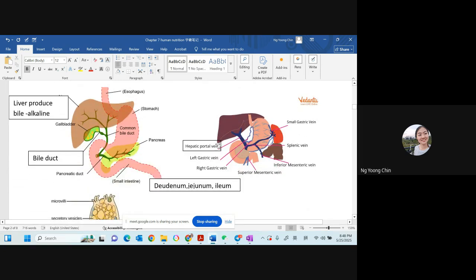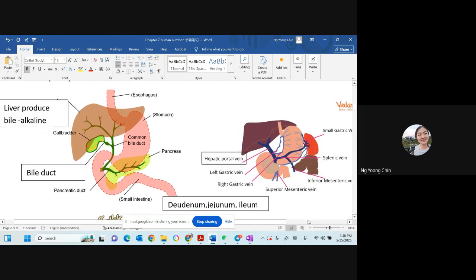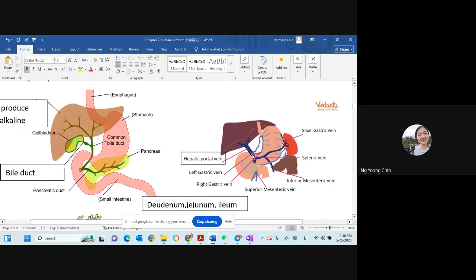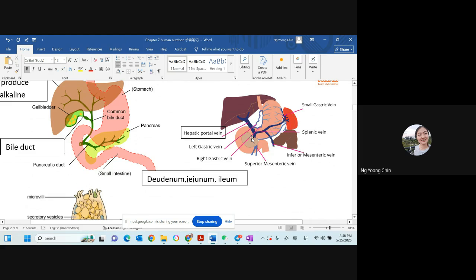Okay, so this is for you to have a look. Where is the hepatic portal vein? You can see this hepatic portal vein, which is a blood vessel. You see, they are connected from the small intestines to the liver. This is a vein. Okay, so other veins, like the left gastric vein and mesenteric vein, you just forget it. You just need to know the hepatic portal vein is enough already.